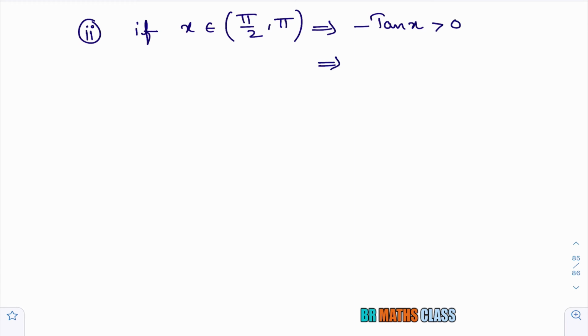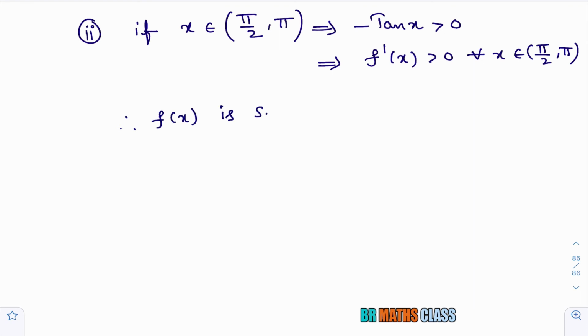What is minus tan x? Minus tan x is f dash of x. So f dash of x is greater than 0. Therefore, f dash of x is greater than 0 for all x belongs to open interval pi by 2, pi. Therefore, f dash of x is strictly greater than 0. Therefore, f of x is strictly increasing on open interval pi by 2, pi.